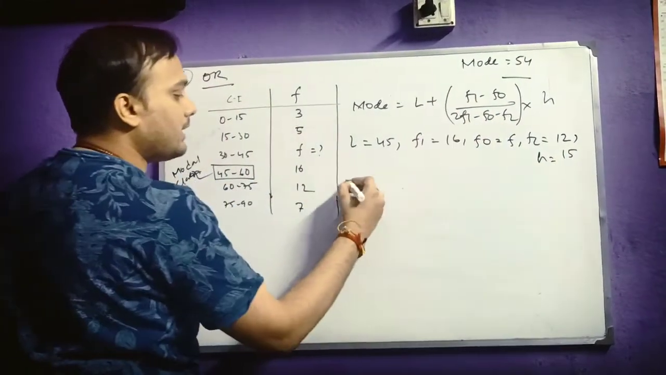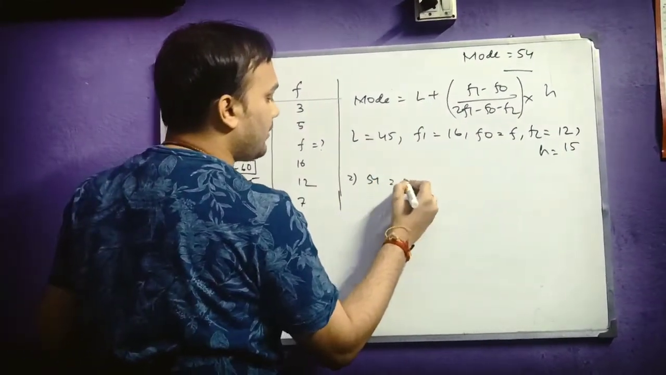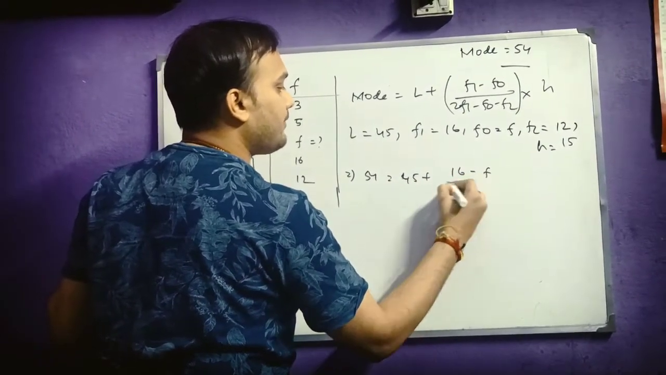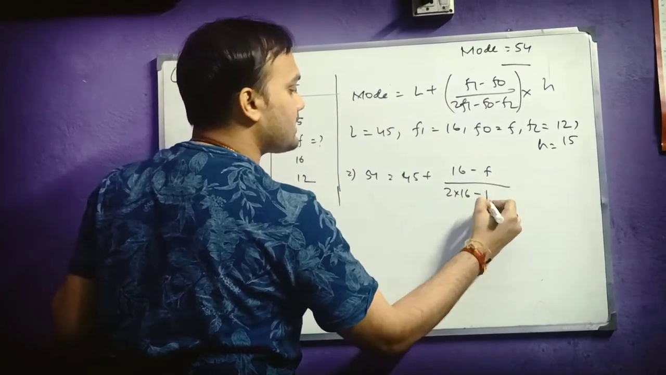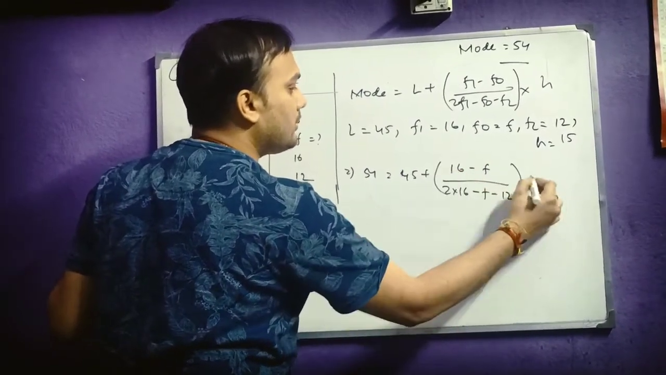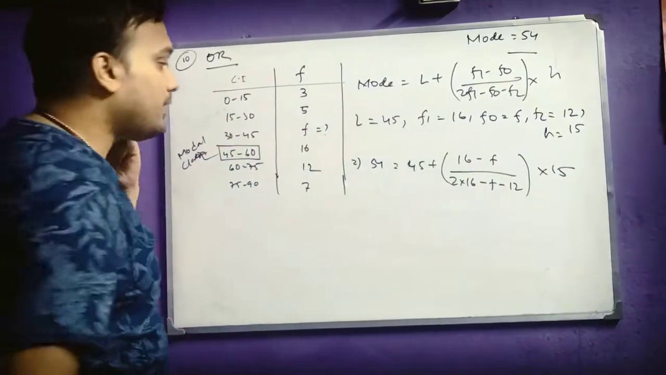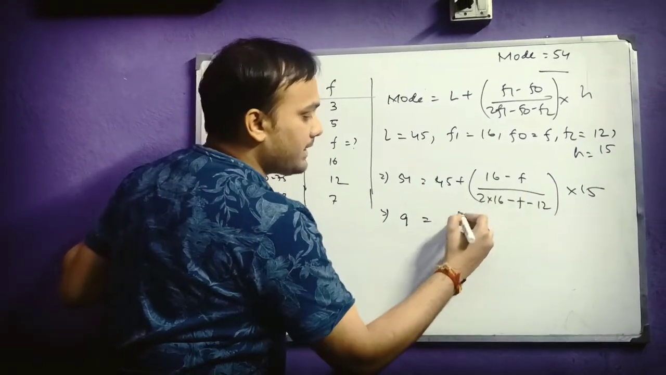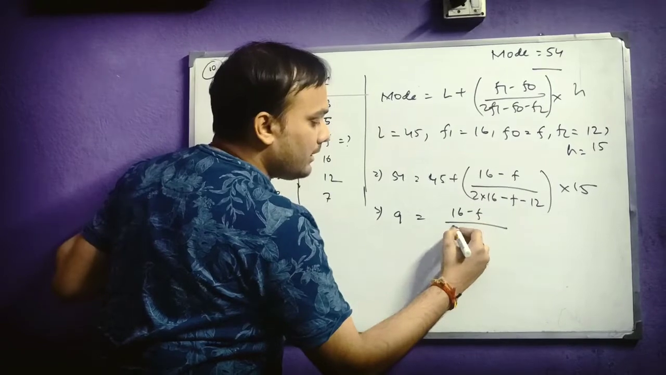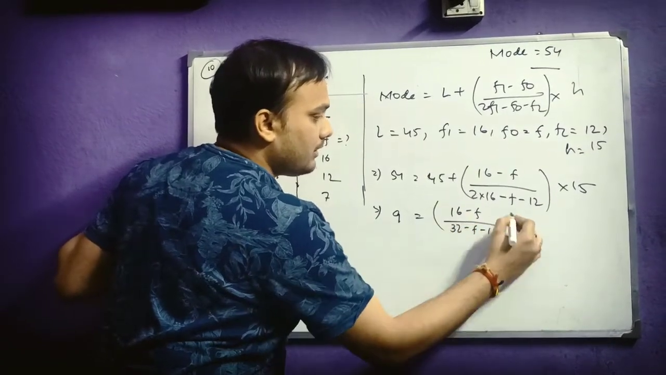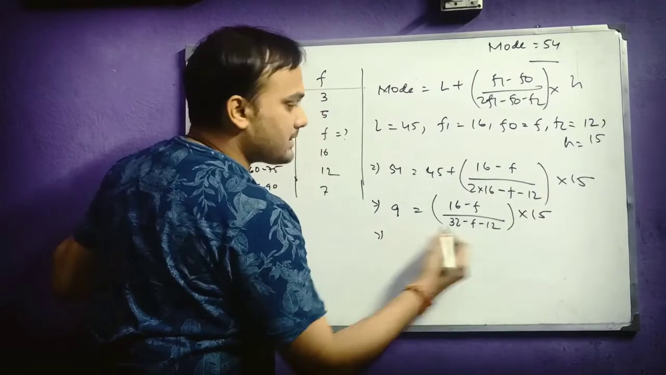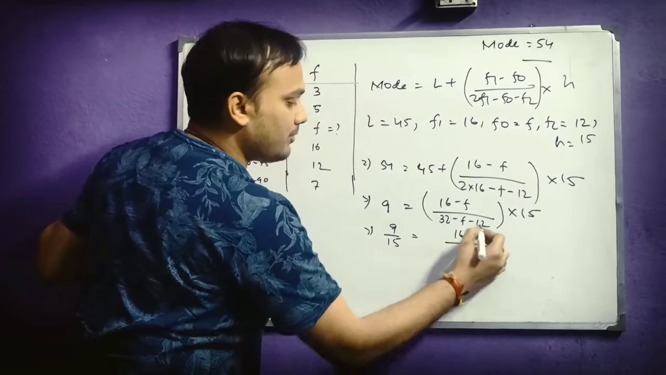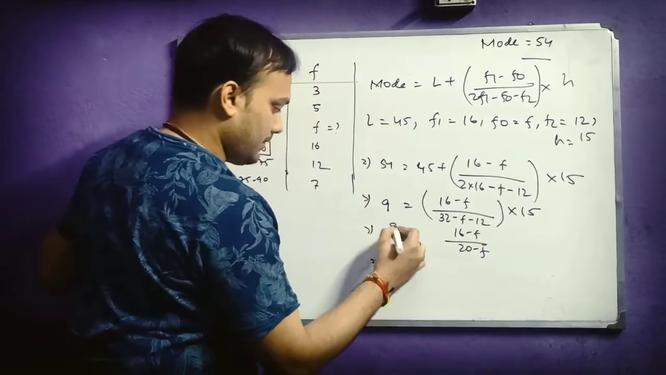Now I'll put the values here, and we'll get the answer. So mode equals 54 equals 45 plus (16 minus f) by (2 into 16 minus f minus 12) into 15. Let us do the calculation very nicely. It's all calculation here. 54 minus 45 will give 9. So 9 equals (16 minus f) by (32 minus f minus 12) into 15. Let us take this 15 here. It will be 9 by 15 equals (16 minus f) by (32 minus 12, that is 20 minus f). So it will be 3 by 5.